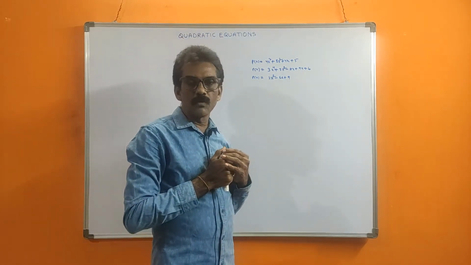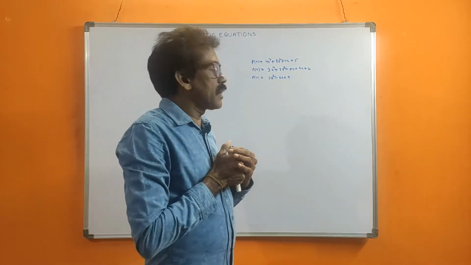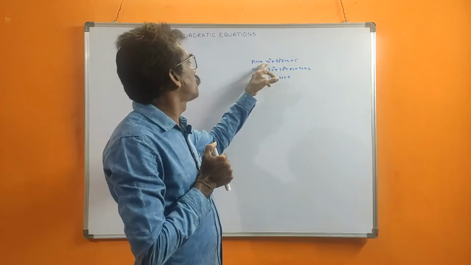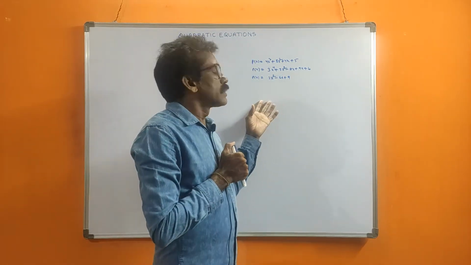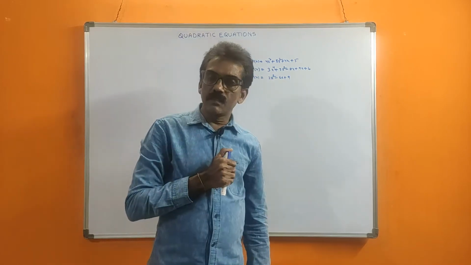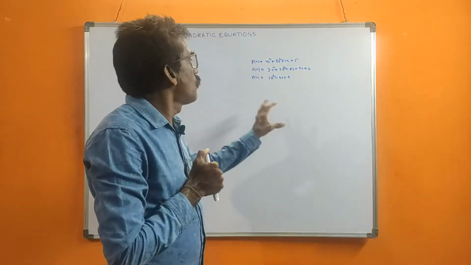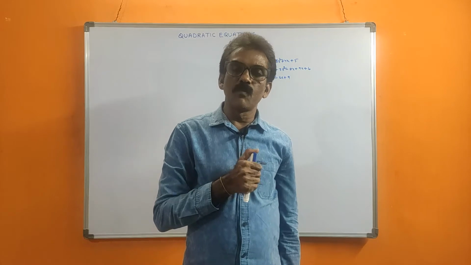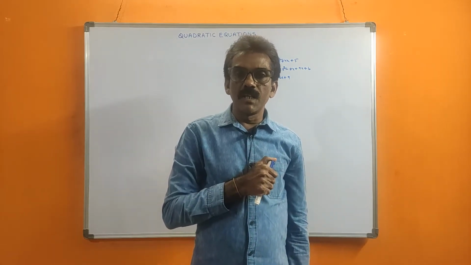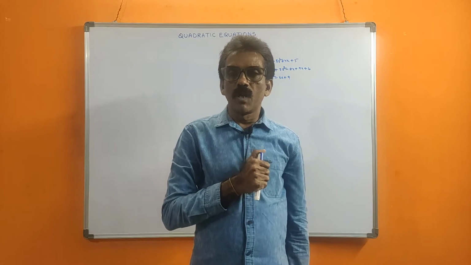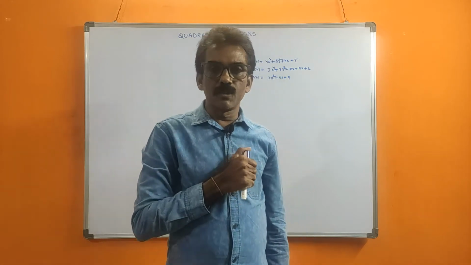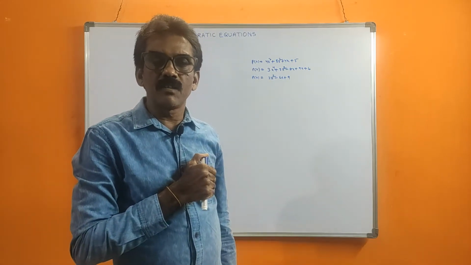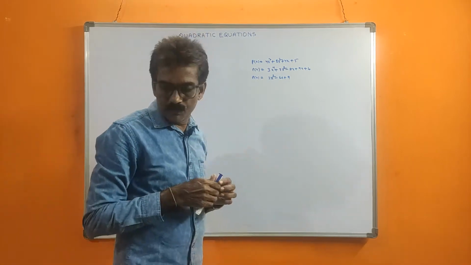Now, if the degree of a polynomial is 3, that is called a cubic equation. If the degree of the polynomial is 2, then that is called a quadratic equation. So a quadratic equation is a polynomial equation in which the degree of the polynomial is 2. If the degree is 2, then that polynomial is called a quadratic polynomial, or that equation is called a quadratic equation.